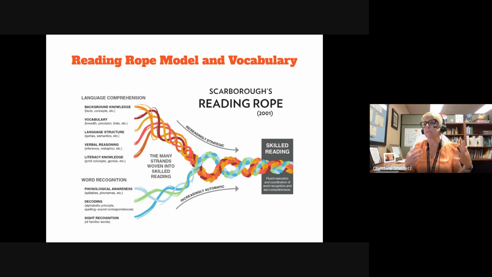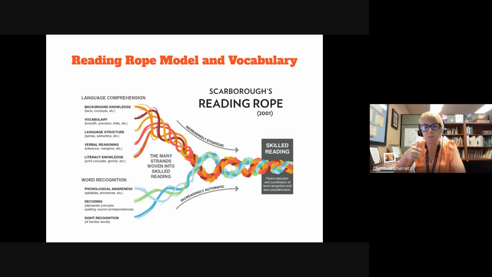Scarborough designed this to model reading, and we can see we have language comprehension and word recognition. So that word recognition, that's what we've already talked about in this class. We've talked about and looked at phonological awareness, decoding, and sight words. Those are our foundational skills that have to be automatic. Now we get into language comprehension. So we're going to be looking at vocabulary and comprehension.